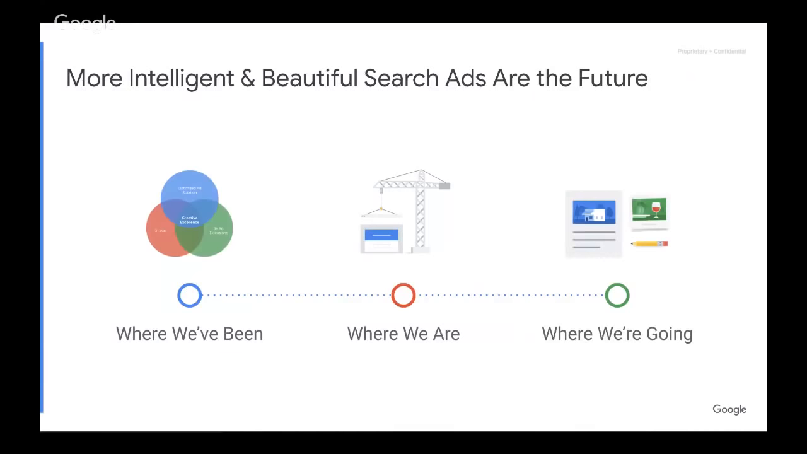So to win in auctions, we need creative excellence, let's say. But I'm going to explain to you now a little bit more on what creative excellence is and where it comes from. So where we've been, where we are, and where we're going with new automated ad formats.